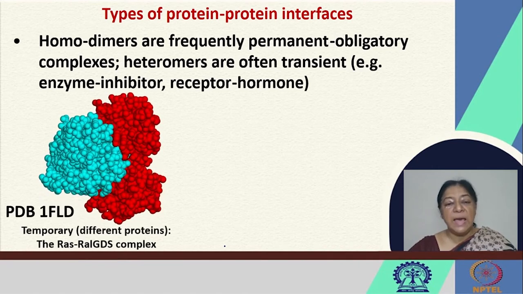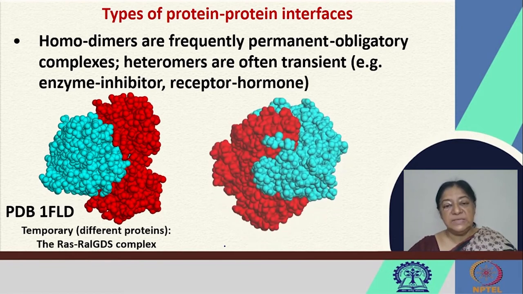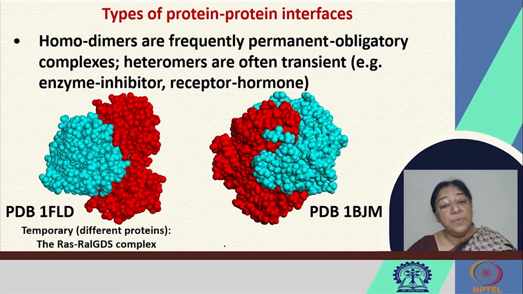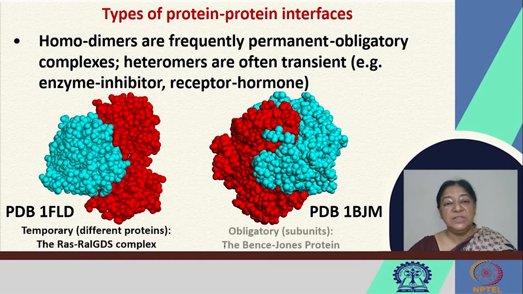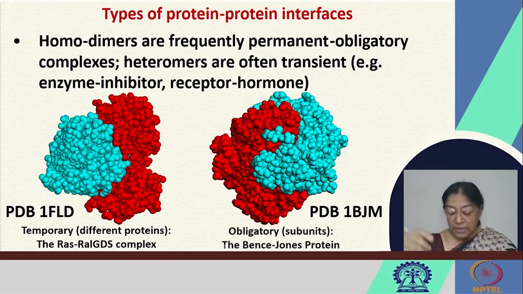So we can have temporary complexes that may occur, or we can have permanent complexes. The types of protein interfaces are going to depend upon the interactions present and the chemical complementarity that we look at. So we can have an example of a temporary complex where we have different types of units.